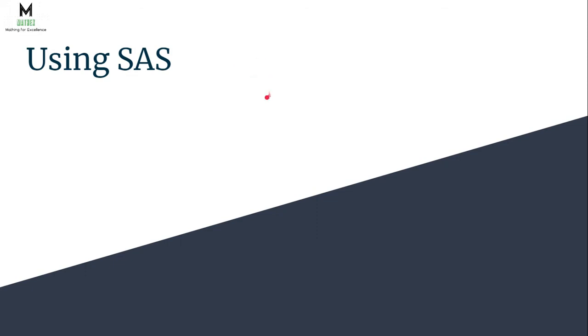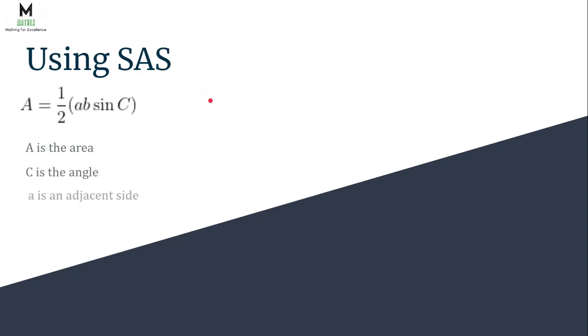So let's take a look at the equation. The equation is like this: A is equal to 1/2 ab sine C, where A is the area, C is an angle, a is an adjacent side, and b is an adjacent side. And the thing about this method, compared to all the other methods we've used to compute the area of a triangle, is that this method involves an angle.